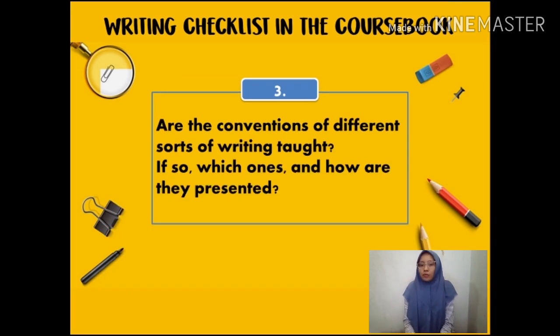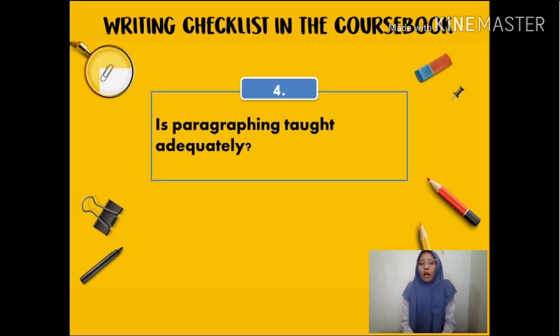The third checklist. Are there conventions of different sorts of writing taught? If so, which ones and how are they presented? Different types of writing have different conventions for their organization and expressions. The course book should be able to cover it according to the level and aims of the students. This has to deal with paragraphing, because paragraphing is the basic unit of organization for most types of written English. Checklist number 4. Is paragraphing taught adequately?